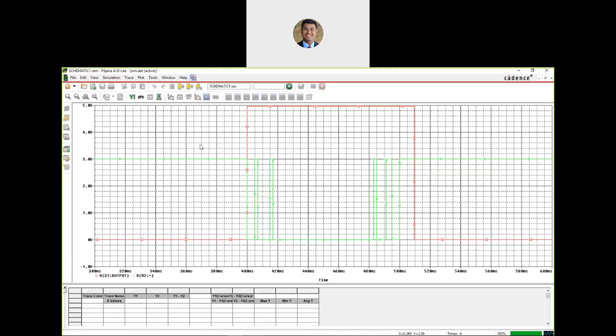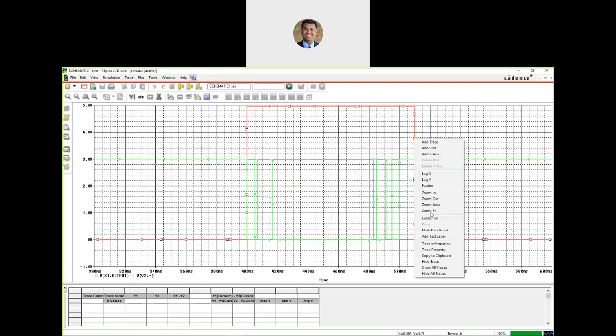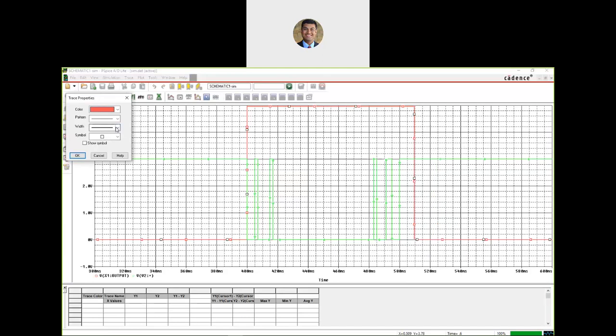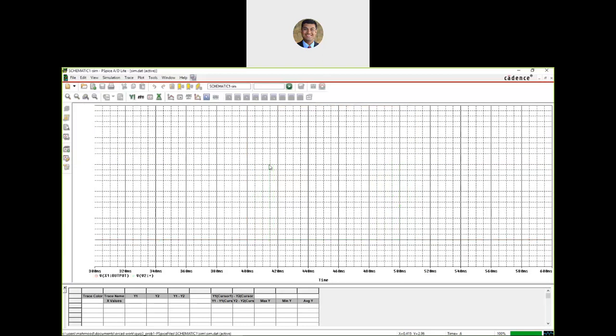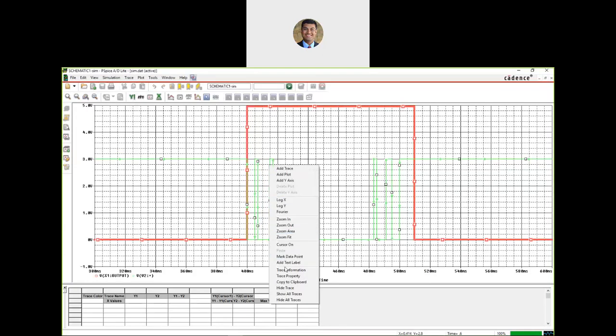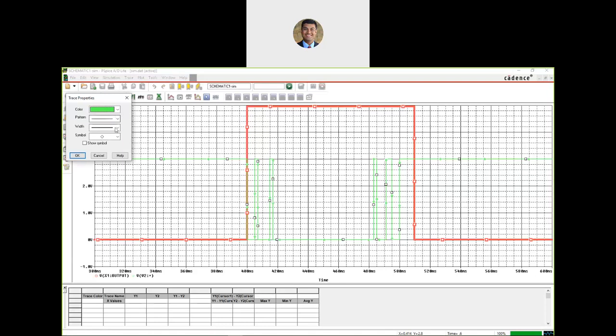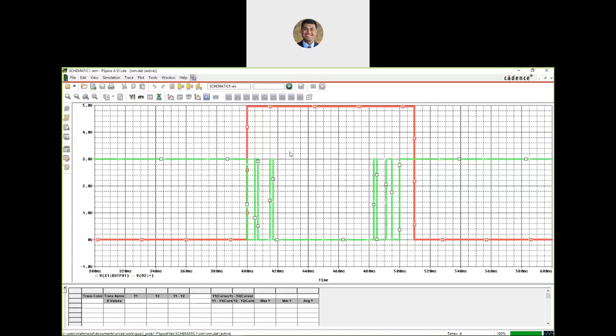Okay, so when I have voltage markers on the bouncy switch and the not bouncy switch, I'm going to make the trace property slightly thicker so that you can see it very clearly. And this is my bouncy switch. A couple of things to note over here.